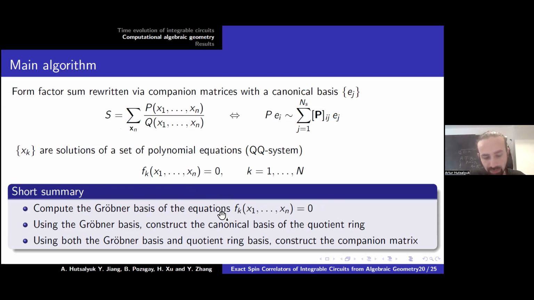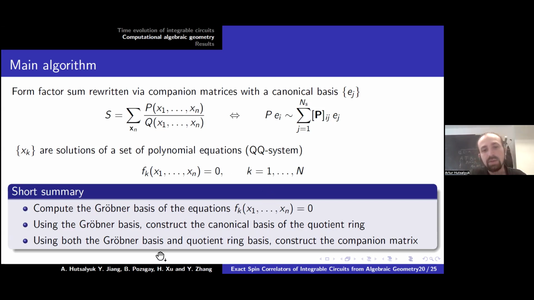And indeed, the zero remainder condition requires that everything in our ideal would be expanded in the Grobner basis, so that there is no remainder. Then, using the Grobner basis, for all sets of polynomials in our polynomial ring, we define a canonical basis, we define the quotient ring, and then build the canonical basis. Fortunately, we know the dimension of this canonical basis.